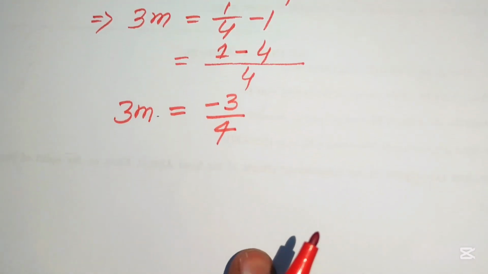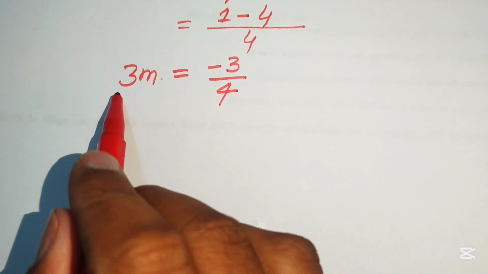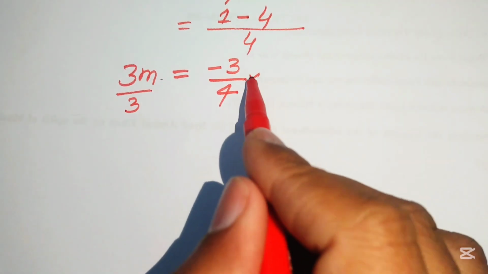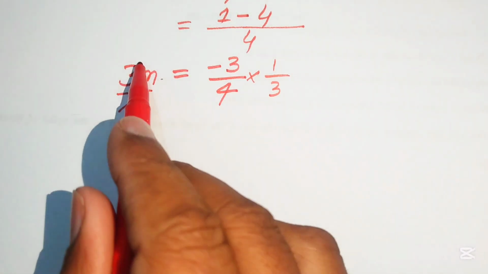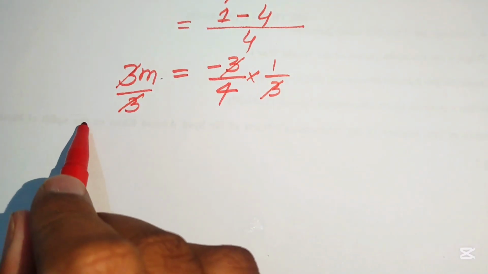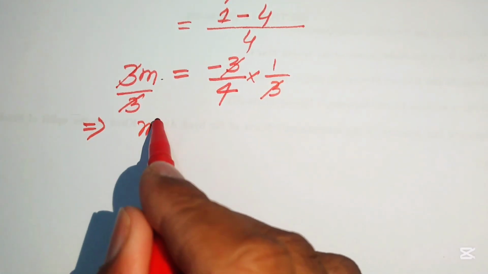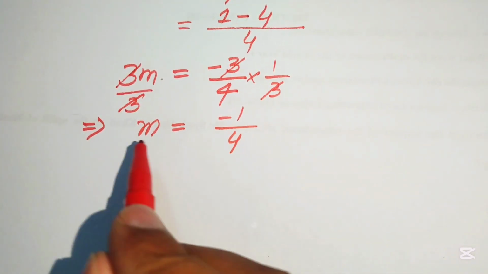Because we need to find the value of m, we divide both sides by 3. I can write that we divide this equation also by 3. This 3 is cancelled out by this 3, and this 3 is cancelled out by this 3. So finally you get the value of m equals minus 1 over 4.